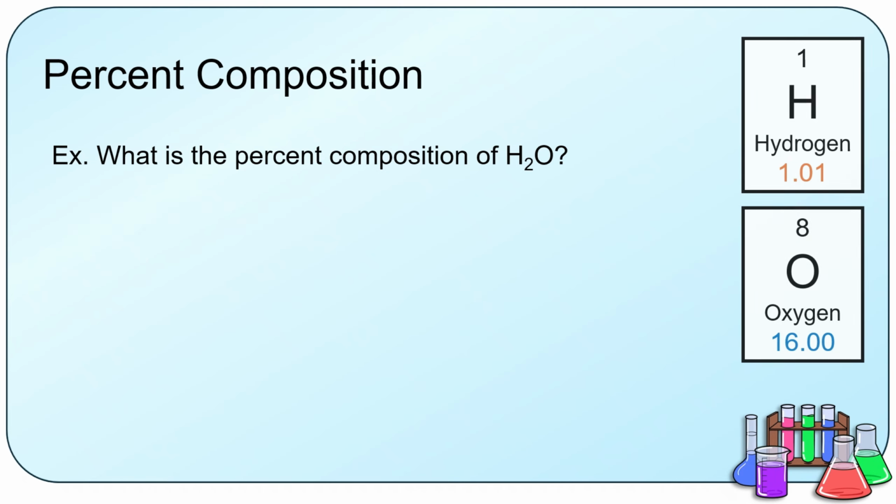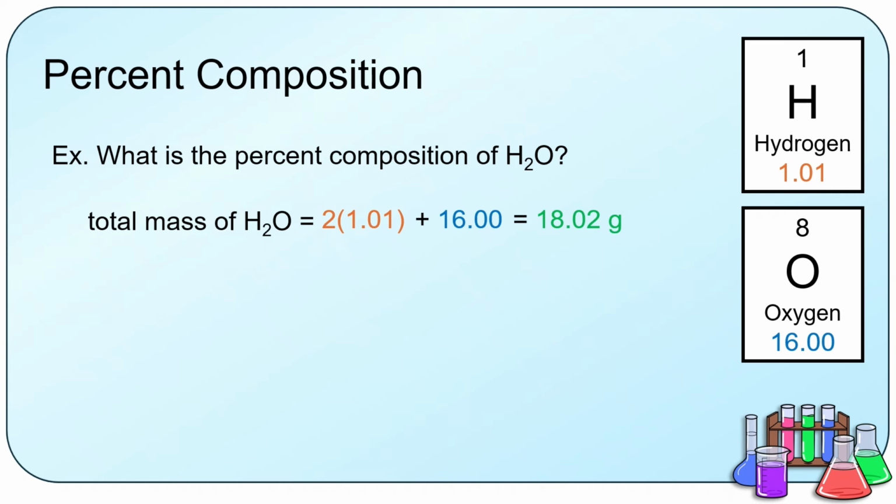To solve this, I'll first find the total mass of water. I'll do 2 times 1.01 because there are 2 atoms of hydrogen, and each atom of hydrogen has a mass of 1.01. Then I add the mass of oxygen, which is 16, so the total mass of water is 18.02. Then I'll find what percentage each element takes up. For hydrogen, I'll take the mass of hydrogen, which is 2 times 1.01, and divide by the total mass of water, which is 18.02. Then I'll multiply by 100.